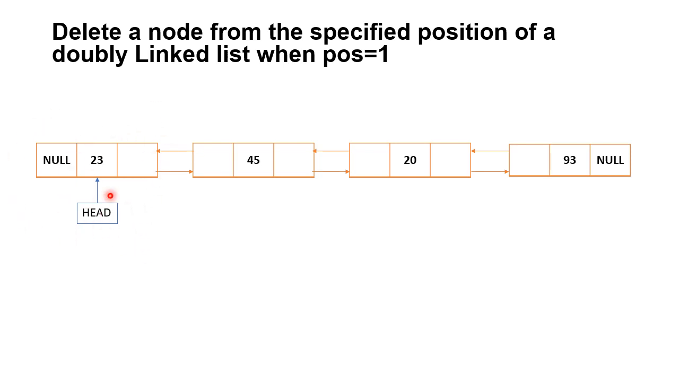So here head is pointing to this first position. So you can simply assign pointer equal to head, and you can move the head from this node to this node by changing head equal to head next. So head will be moving to this position, and you have to remove the address of this node from the previous part. So you can simply write head previous equals null. So this node will be removed from the doubly linked list.